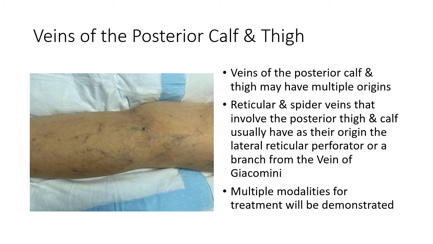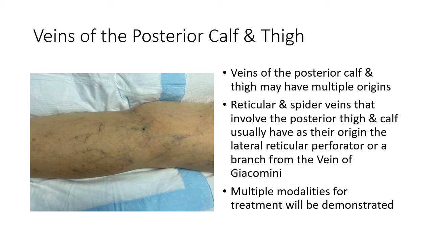Reticular and spider veins that involve the posterior thigh usually result from the vena jacqueminii or from a branch of the lateral reticular perforator. That is the origin of the pathology in the subdermal reticular plexus. Although other branches, such as a branch from a perforator, such as a gastrocnemius vessel, or a branch from the SSV, may also contribute to posterior thigh reticular and spider veins. However, these are usually located below the popliteal crease.